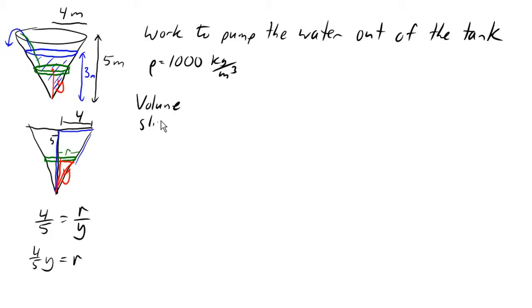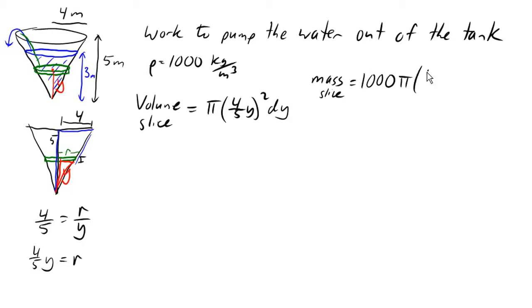And now I can talk about the volume of my slice. Because it is circular, it'll be pi times the radius squared, right? The radius being this r value here, which we just found an expression for, times the height, which is that little thickness dy. So putting those together, the mass of the slice will be density times the volume, so 1,000 times pi times (4/5 y) squared dy. And so then the force on that slice will be gravity times the mass, right? Mass times acceleration. And we're going to use 9.8 here for gravity. So 9.8 times 1,000 times pi times (4/5 y) squared dy.